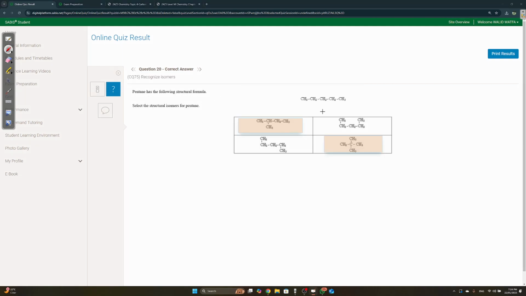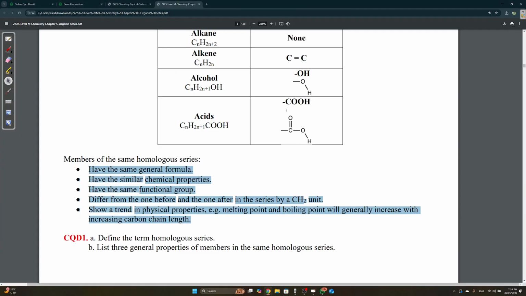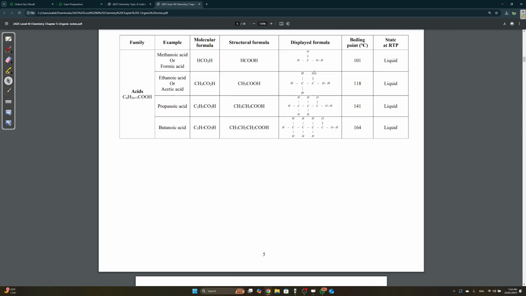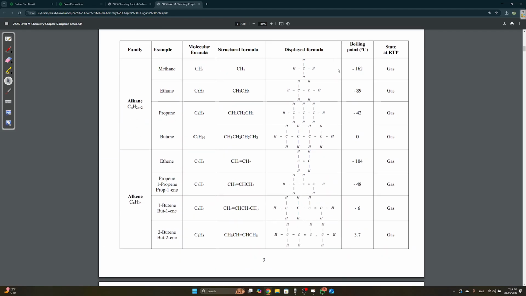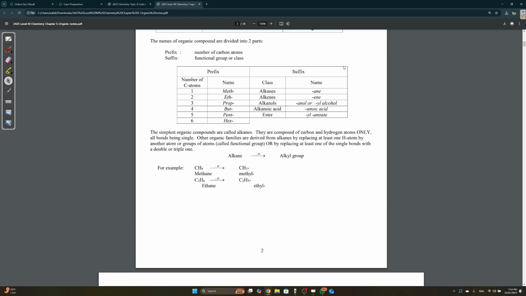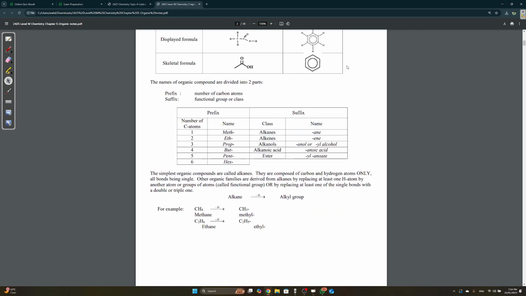Pentane has the following structural formula. Select the isomers for pentane. Okay. I'm not going to go deep into isomers and drawing structures and naming, because it's not time for it.